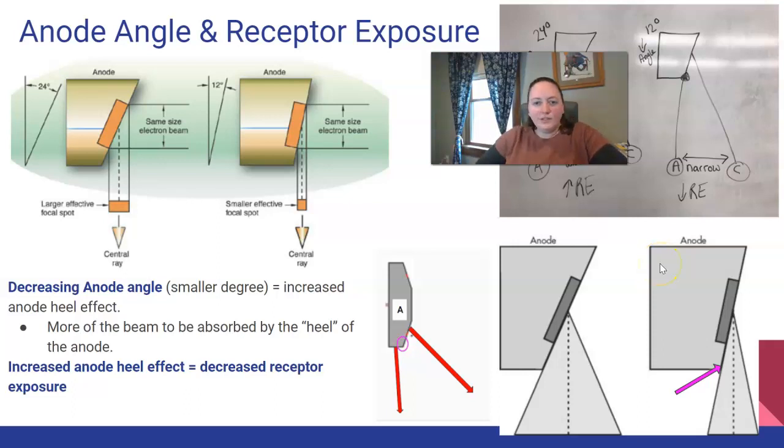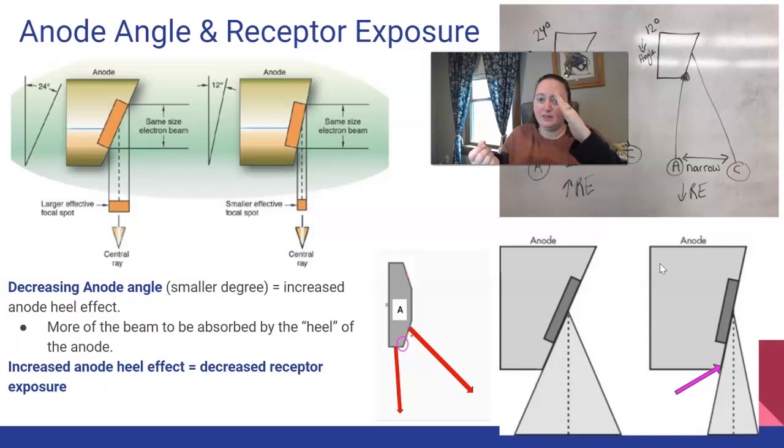Okay, so I wanted to do another slide on explaining the anode angle and how that would affect both anode heel effect and receptor exposure. If you're still confused about anode heel effect, I do have another video on that one. You can go back to that. But in general, we know that the beam coming out of the X-ray is more intense on the cathode side than the anode side. Why?